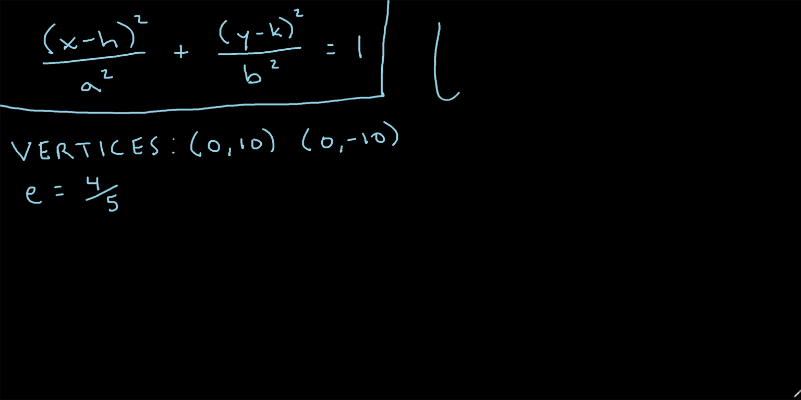So if we have a vertical ellipse like this, then the a squared will be written under the y term. But if we have a horizontal ellipse like this, then the a squared will be written under the x term. So keep that in mind. So let's work through an example.